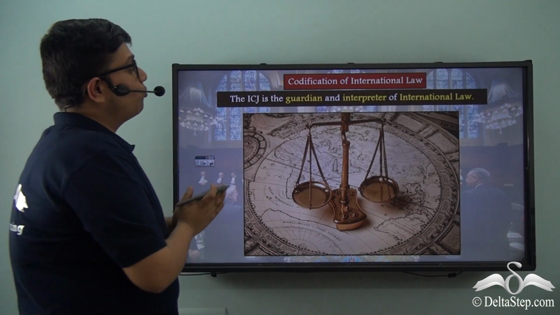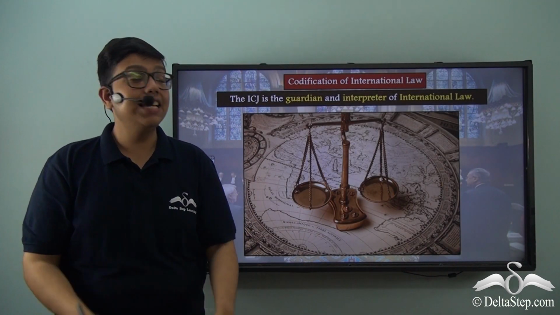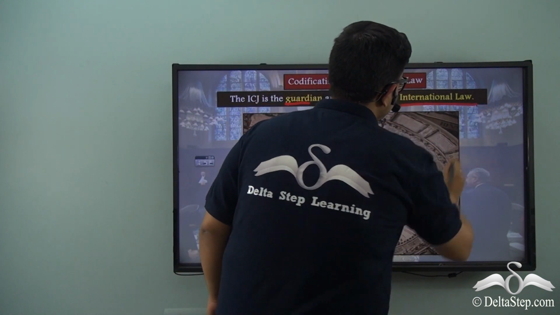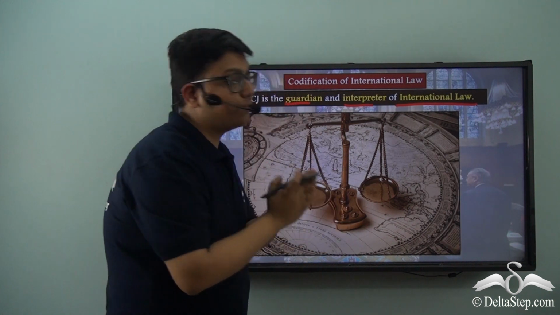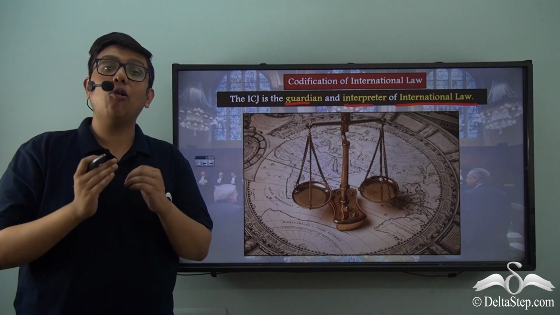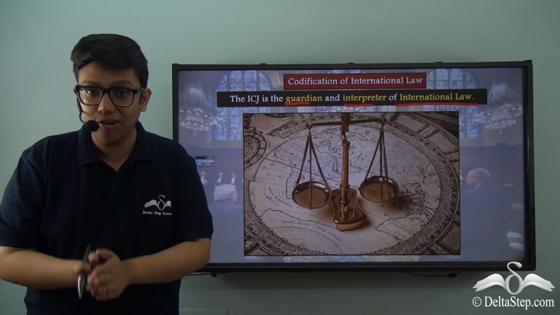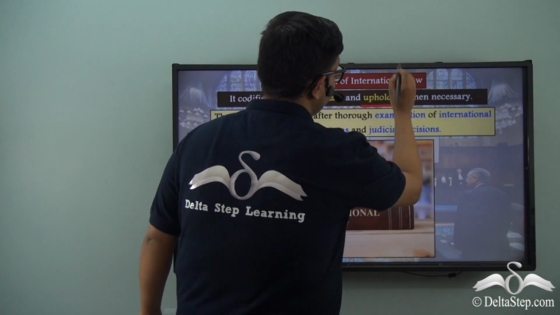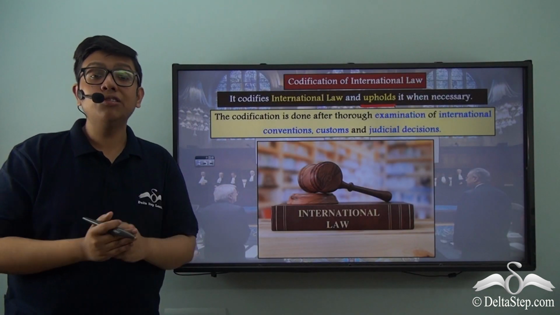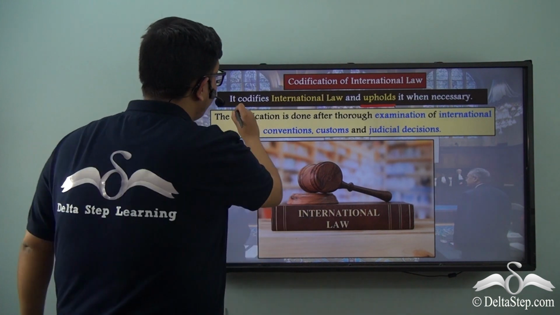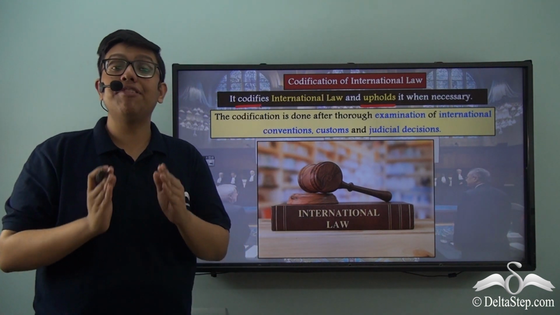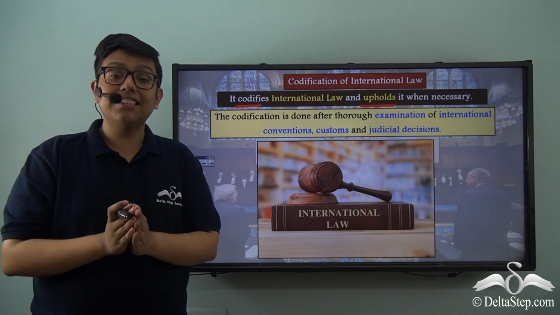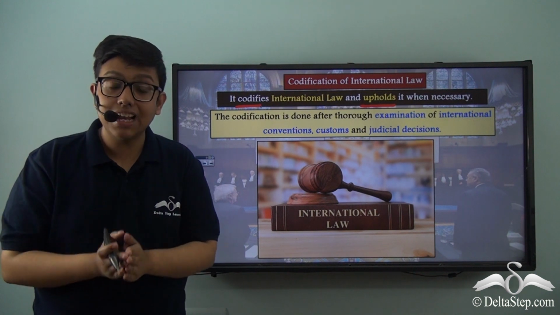Now, the International Court of Justice is often referred to as the guardian and the interpreter of international law. And thus, it is the task of the International Court of Justice to uphold and make all nations abide by international law. Now, apart from upholding the international law whenever necessary, the International Court of Justice also does the crucial task of codifying international law, which means to keep records of international law. This is a very excruciating task as international law is very dynamic and ever-changing.